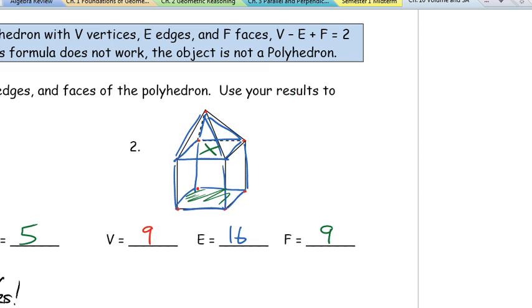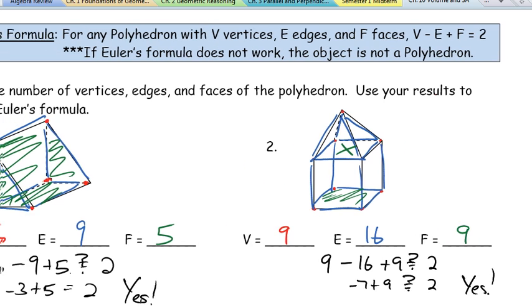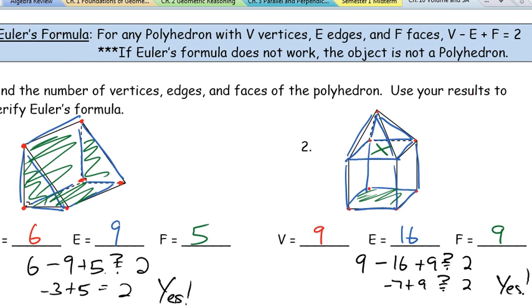So our vertices, 9, minus our edges, 16, plus 9, does that equal 2? So let's see, negative 7 plus 9, does that equal 2? Yes, it does. So it does meet Euler's formula there. Okay, so it's a polyhedron.